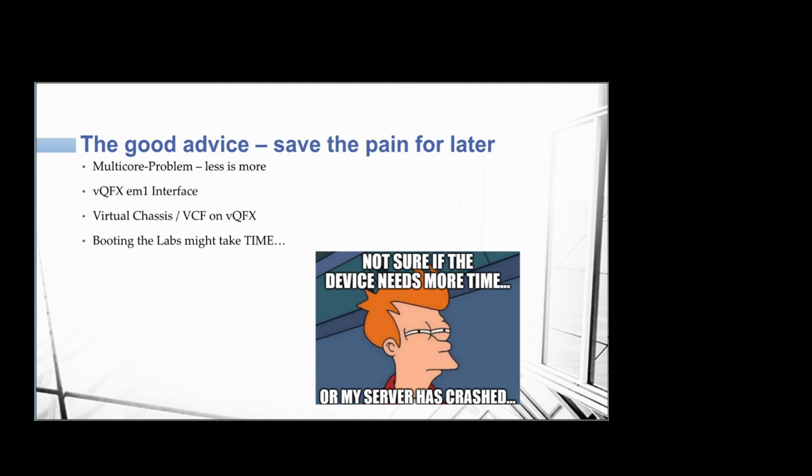So I call the slide the good advice, save pain for later. The multi-core problem, or less is more. Basically, what your devices are running on are virtual CPUs. And if you think, okay, I have a server with, let's say, 60 CPU cores, and I'm giving all my vSRXs all 60 CPU cores, you will see that even with all the resources that your server has, your devices will run really, really slow and painful and crappy. Why is that?